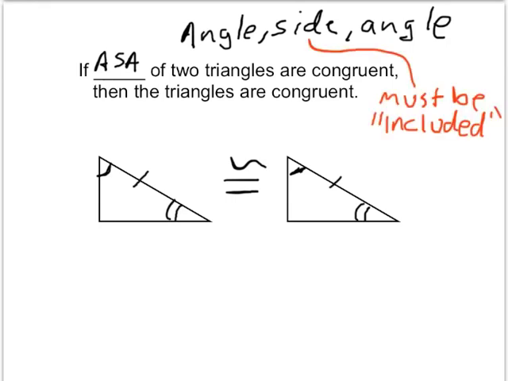So another quick example with this one. If we knew that these two pairs of angles were congruent and these segments were congruent, that would be enough to prove that the triangles themselves were congruent.